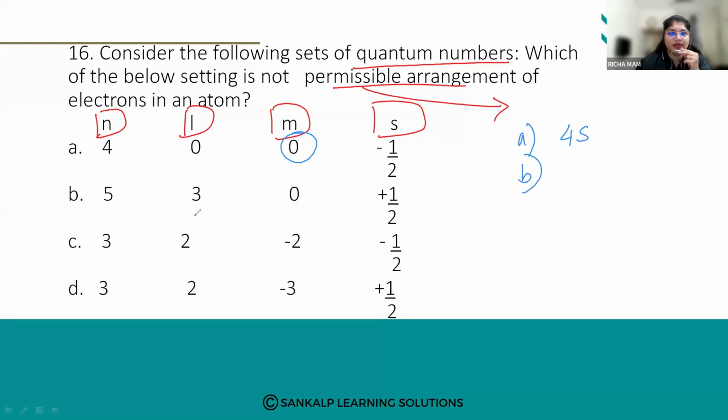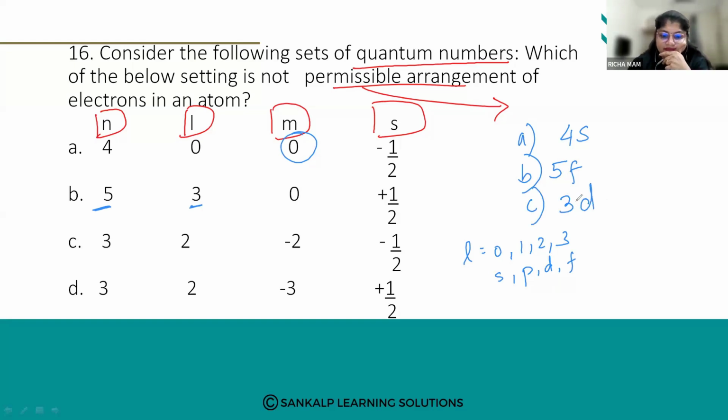B. For B, 5 is the main shell and 3 means what? l is equal to 0, 1, 2, and 3, so it is s, p, d, and f. So it is 5f. B is 5f. Then C is 3 and 3d.